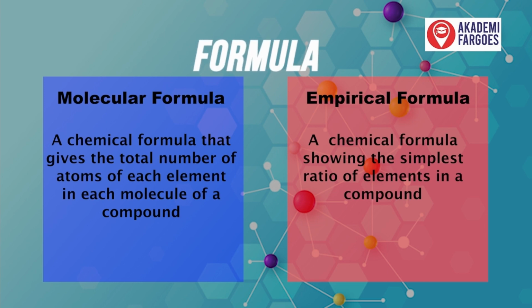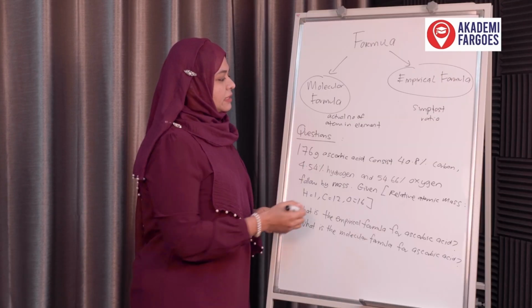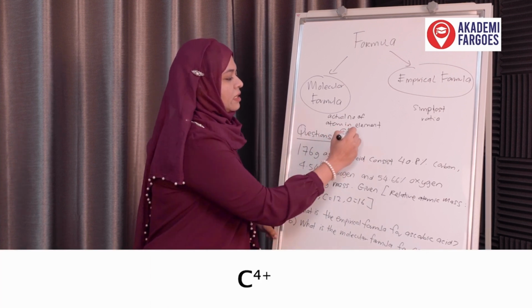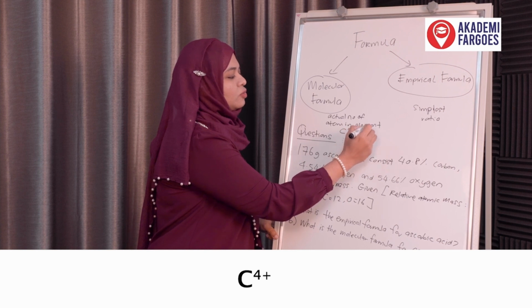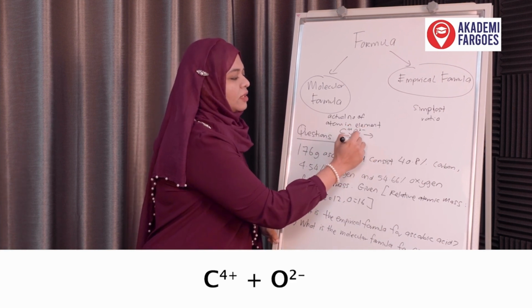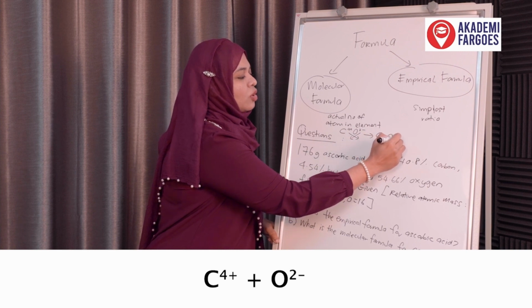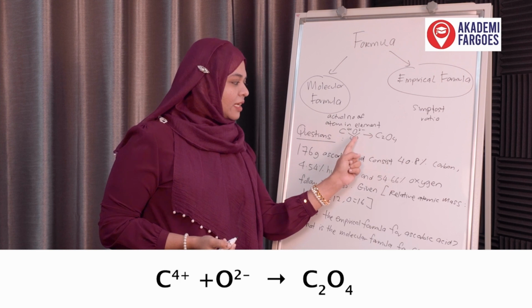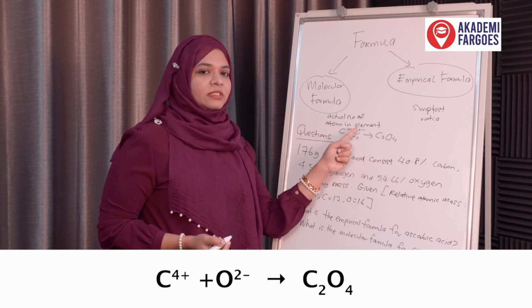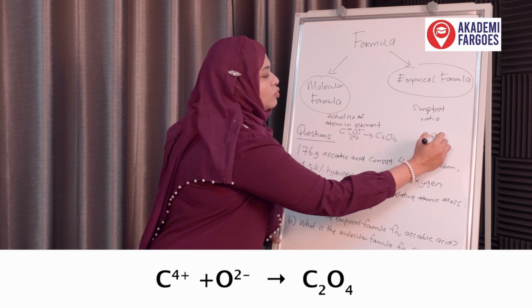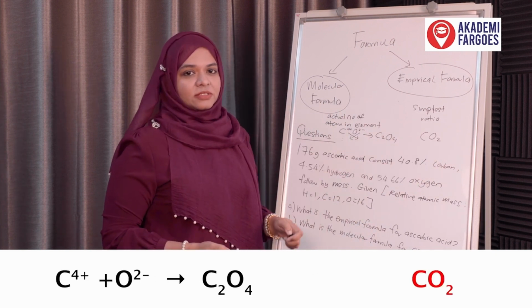Okay, example. For molecular formula, carbon, the charge is 4 plus. Oxygen, the charge is 2 minus. Cross, 4 come here, 2 come here, it become C2O4. This is the molecular formula, the actual number of atoms inside the element. When you simplify it, CO2. This is empirical formula.